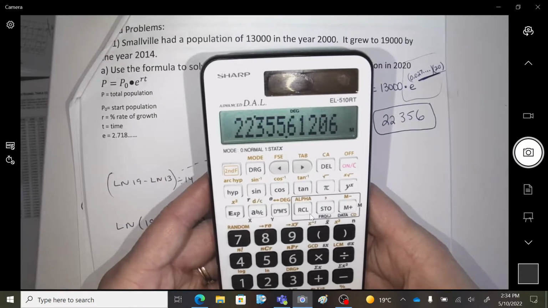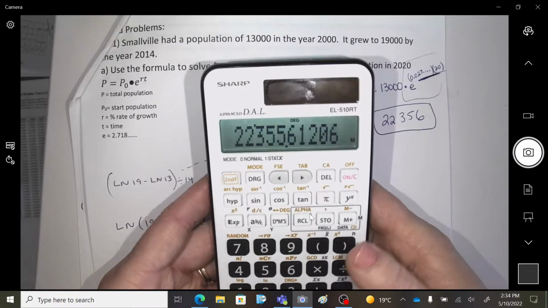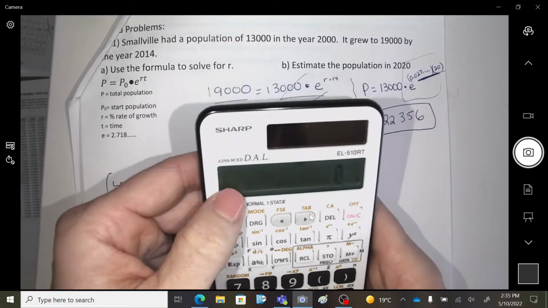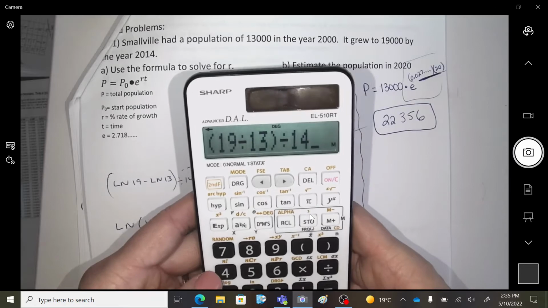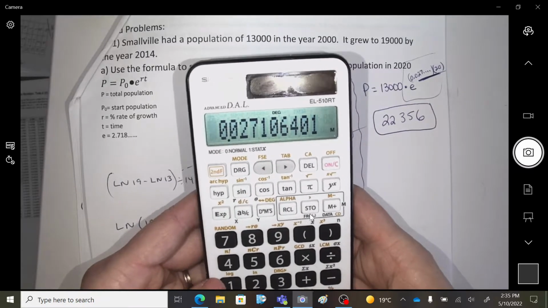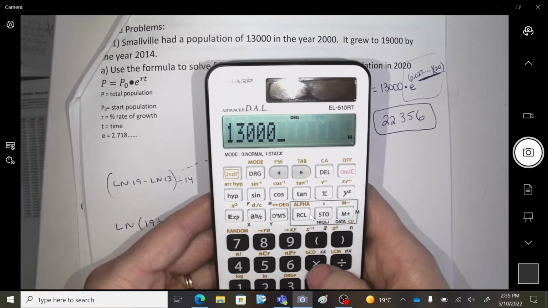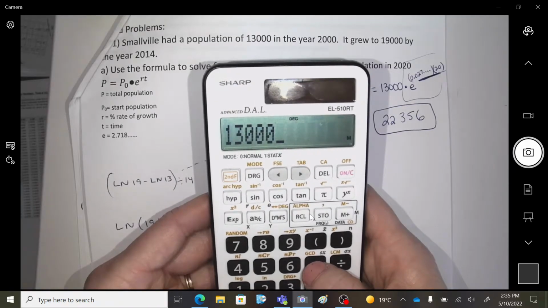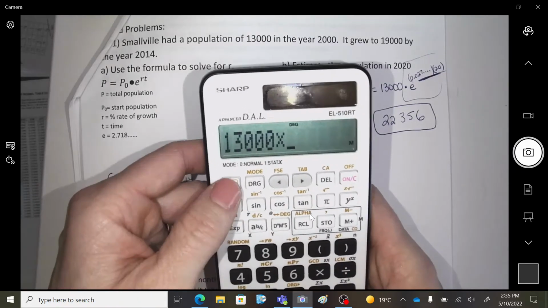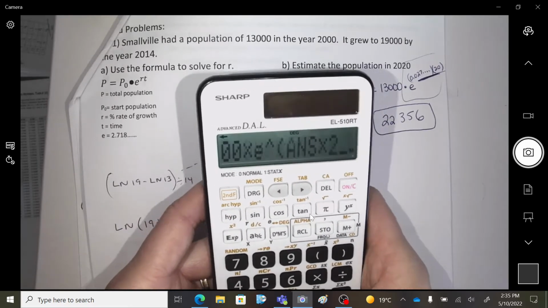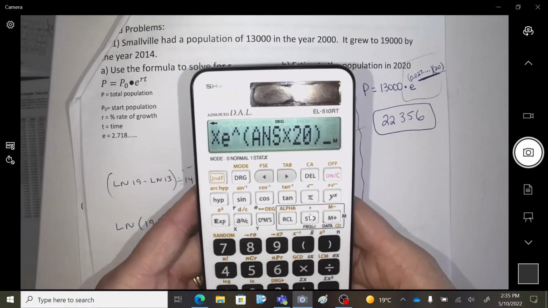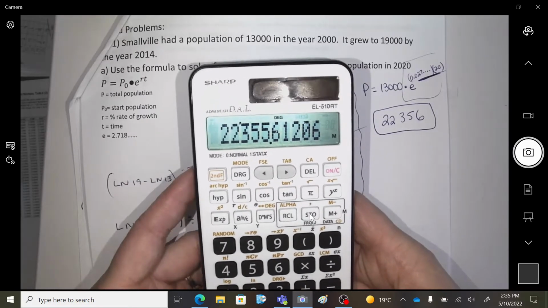You don't have an answer button on your calculator? No, but if you do it, I feel like it forgets it if I do it like that. So I had this on my calculator. Yeah. Okay, good. So I did 13,000 times e to the bracket answer times 20. It worked.